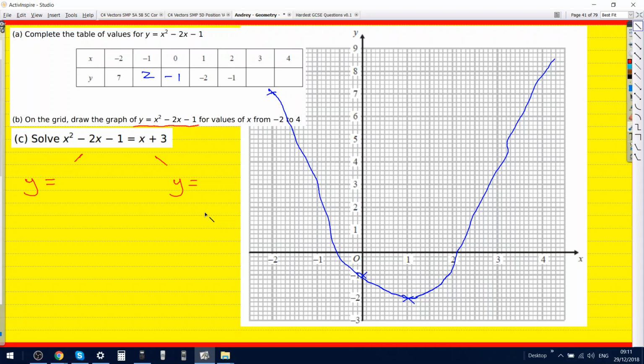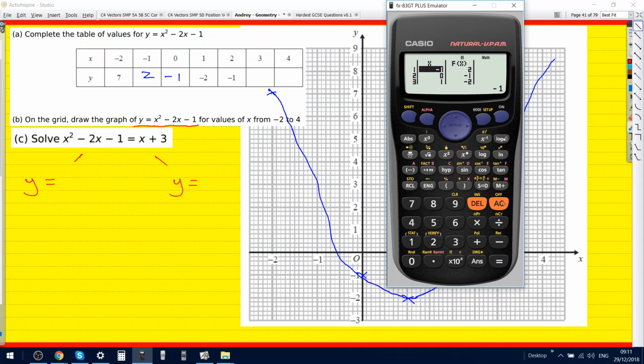I'm not sure. So how did we draw the graph of this one, x squared minus 2x minus 1? We took the number, then we just did y. So if it was equals 3, we just do y equals 3. So for this tricky one, put it in the calculator. For the easy one, put it in the calculator.